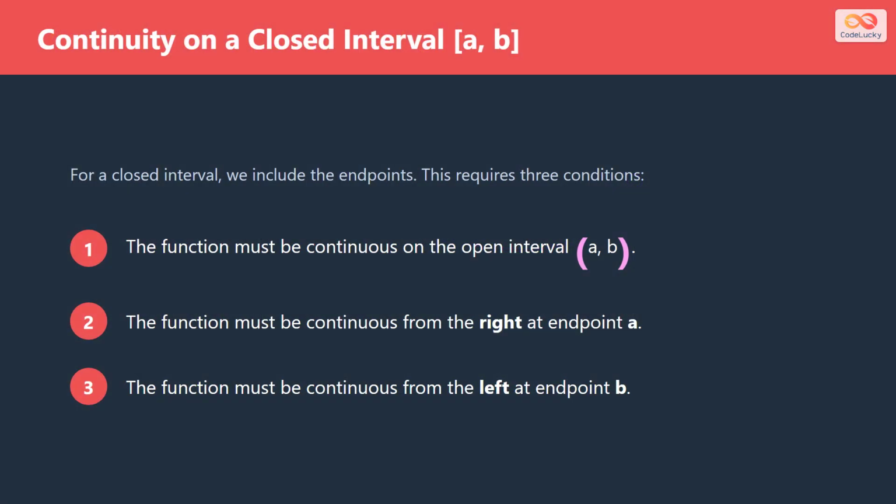Now, things get a bit more strict with a closed interval, denoted by square brackets. To be continuous here, the function must satisfy three conditions. First, it must be continuous on the open interval inside. Second, it must be continuous from the right at the starting point a, and third, it must be continuous from the left at the ending point b.